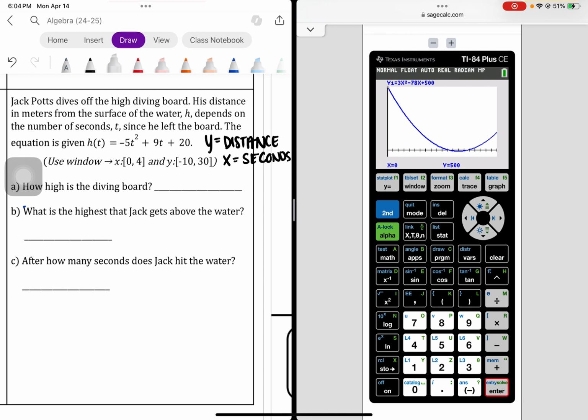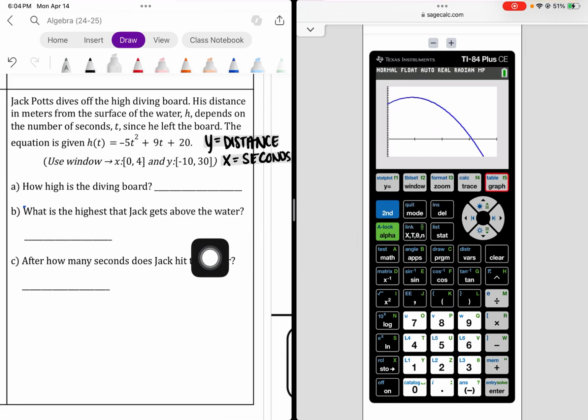Okay, so again, knowing what our x and our y represents. All right, let's plug in our final graph. So we're going to y equals, we're clearing. We have negative 5x squared plus 9x plus 20. We want a graph. Notice we can barely see our graph, so we need to change our window. We want to go from 0 to 4, and we want to go from negative 10 to 30. We're going to click graph. Now we can see a beautiful arch.